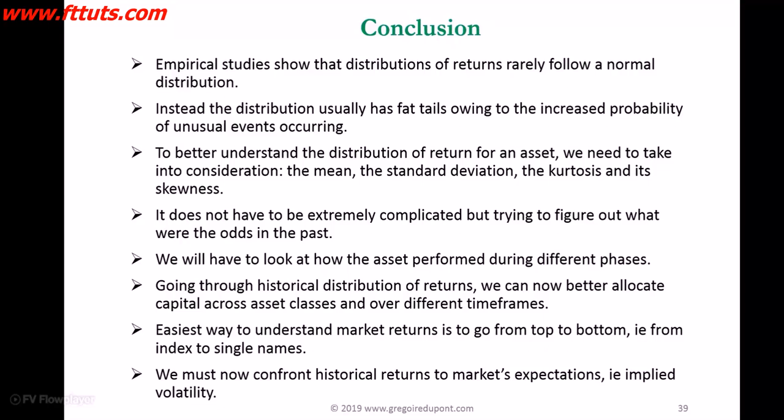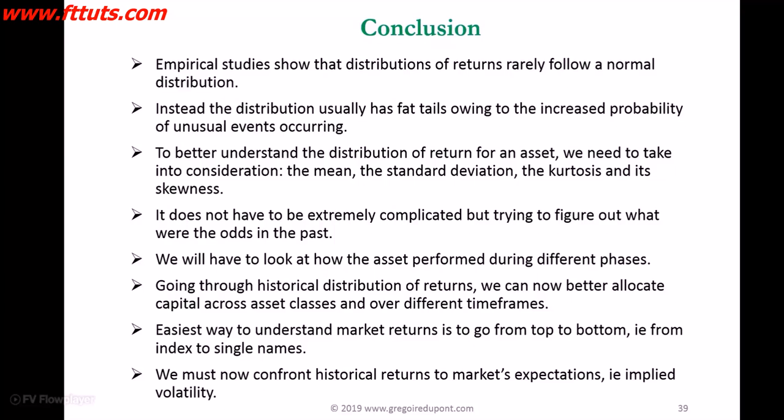Then we will have to look at how the asset performed during different phases. As we have seen before, when you look from 1962 to 2019, there have been many different market conditions, many different economic conditions where the GDP has been moving from -2% to +5%. So what is key is picking these different time frames or moments in the past that happened and trying to see what were the returns of our assets during those times. Then, going through historical distribution of returns, we can now better allocate capital across asset classes and over different time frames.